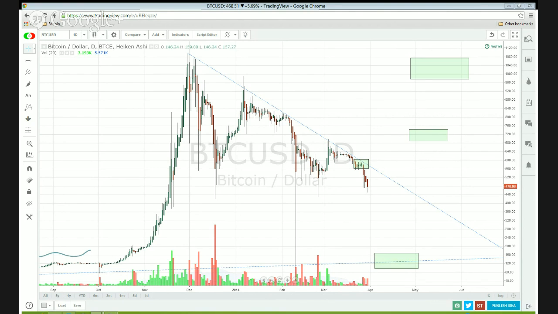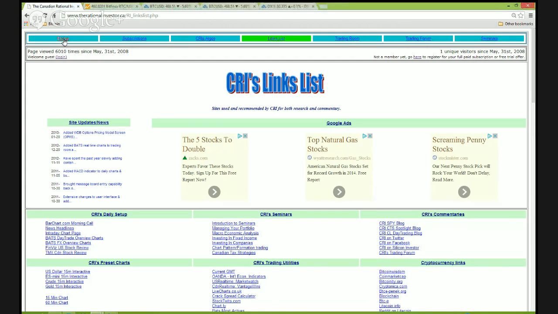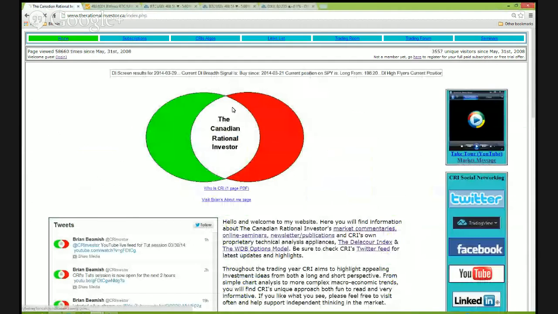And I used an analogy earlier today, which I really like, where the fundamentalist and the technician, like I call myself a rational investor. That's sort of my moniker, where hopefully you can see my website, this green circle in my moniker here is the technicians, and the red circle is the fundamentalists. And rational analysis literally is the intersection point of the two schools.